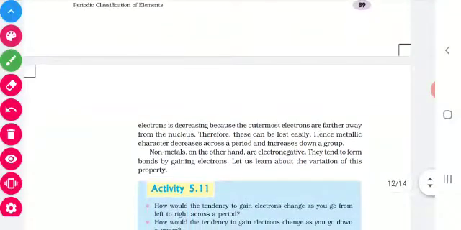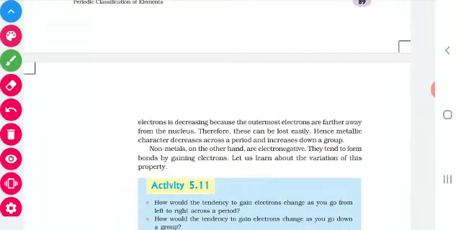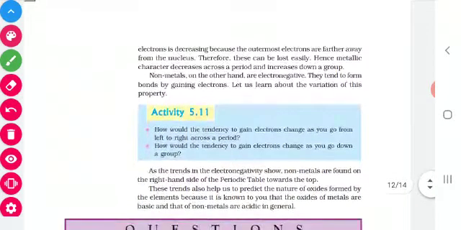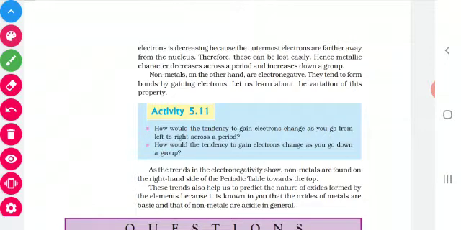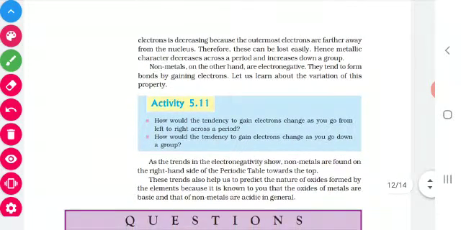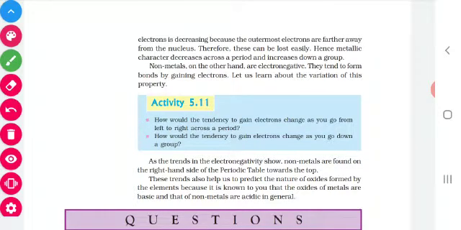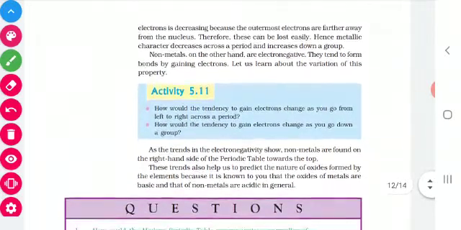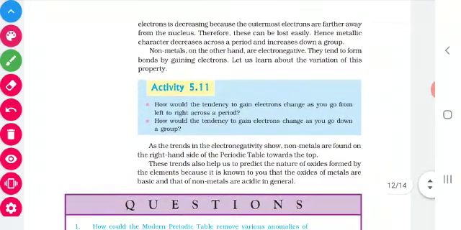Let us consider chlorine. Chlorine always has the tendency to gain electrons, so it is electronegative in nature. So across the period, from left to right in the periodic table, elements always have the tendency to gain electrons, so they are electronegative. And moving down the group, they always have the tendency to lose electrons, so they are electropositive in nature.